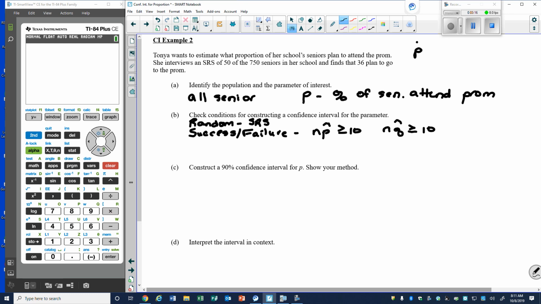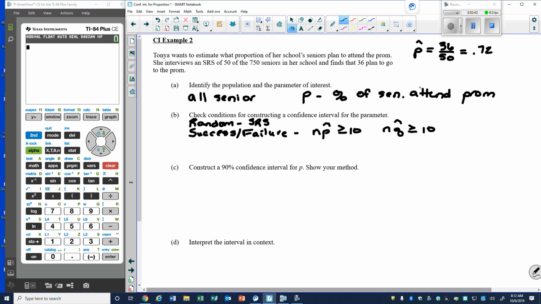You're going to kind of need to know it anyway, but you could find the p hat by taking the number that said they're going to prom, which is 36, out of the total number in the sample, which is 50. And if you just do that division, you're going to end up with 72%. So p hat is equal to 0.72.